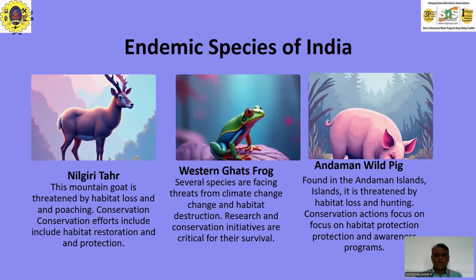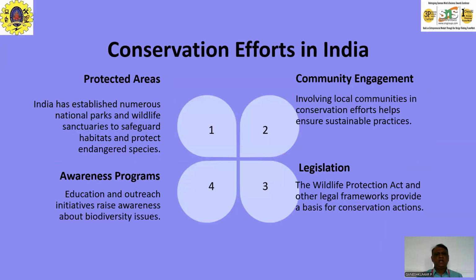It is the state animal of Tamil Nadu. And the Western Ghats frogs: several species are facing threats from climate change and habitat destruction. Research, conservation, and initiatives are critical for their survival. So Western Ghats frogs are an important species to be conserved. And the Andaman wild pig is found only in the Andaman Islands and is threatened by habitat loss and hunting. So habitat protection and awareness programs have to be made to conserve these animals.